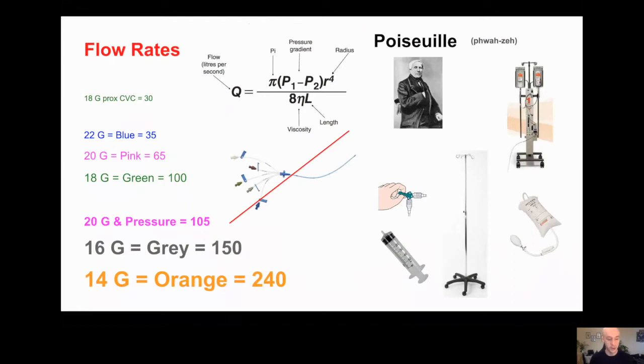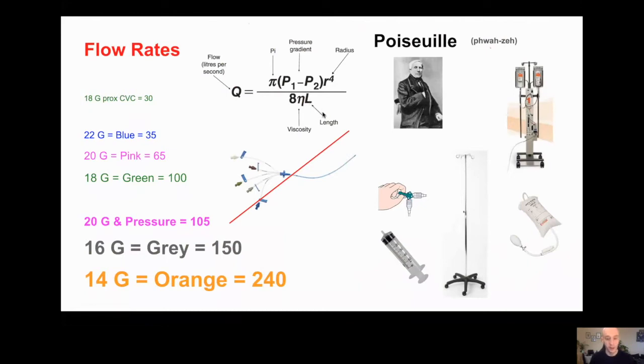So if you were getting a litre a minute from one cannula and you double the radius, you're going to now get 8 litres a minute, which is why there is such a big difference between your blue 22 gauge, which only does 35 mils a minute under gravity, versus an orange, which is 240, and a grey, which is 150. Okay, this is known as Poiseuille's law. This is Poiseuille there. Other factors that we can mention is the length.